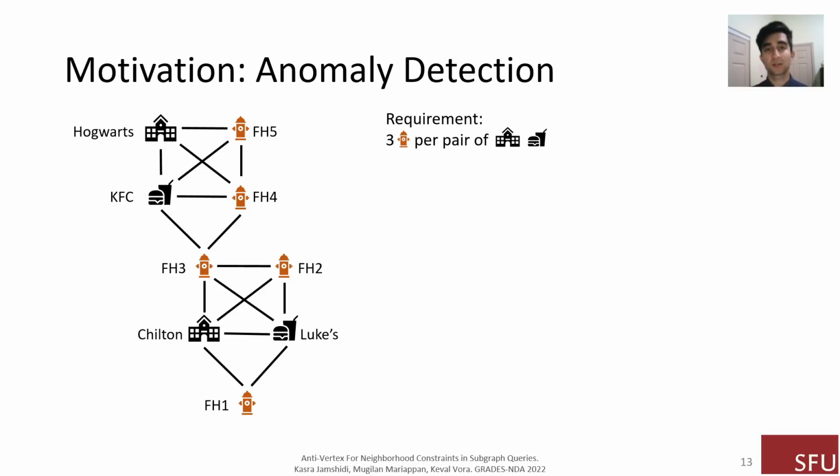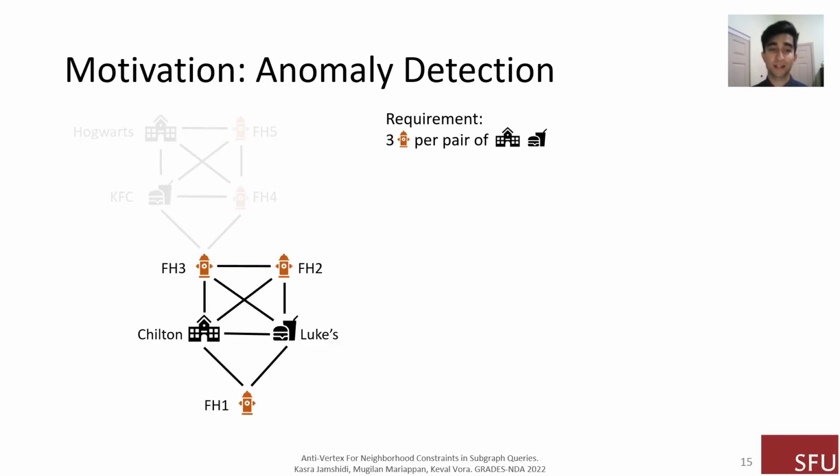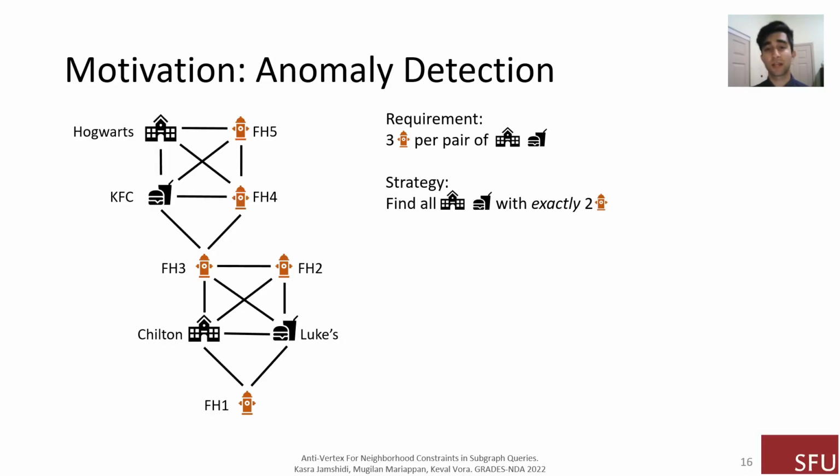Consider this database, where vertices represent schools, businesses, and fire hydrants, and two vertices are adjacent if they're nearby. A regulation has been updated to require nearby schools and businesses to have access to 3 nearby fire hydrants, where previously only 2 were required. We want to find all of the non-compliant cases like Hogwarts and KFC, without manually sifting through the compliant cases like Luke's and Chilton. A simple solution is to look for all of the cases where the old regulation was met strictly, exactly 2 fire hydrants, but not 3.